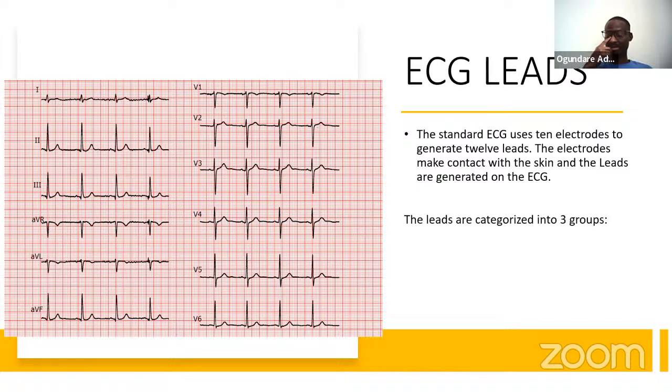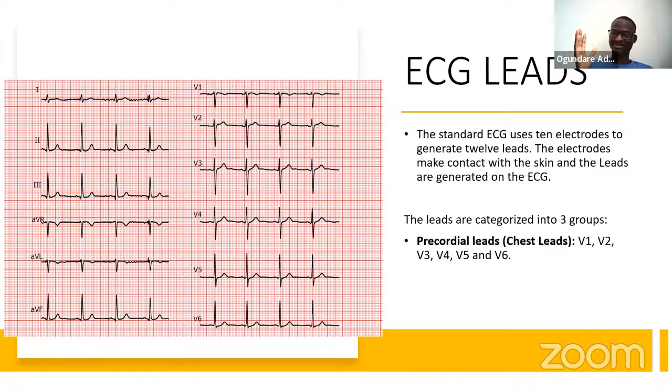The leads are categorized into 3 groups. We have the precordial leads. Those are the chest leads, and that's V1, V2, V3, V4, V5, V6. In America, I think they call it C1, C2, C3, C4, C5, C6. It makes no difference, it's just nomenclature. So V1 to V6, or C1 to C6, those are the chest leads.